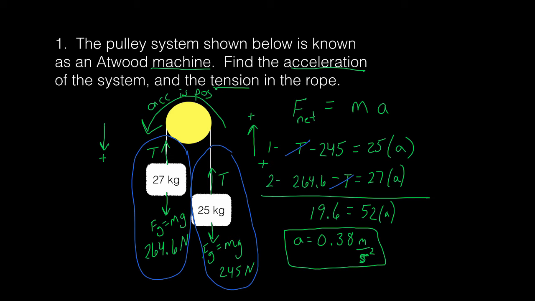But if we remember, the question also wanted us to find tension in the rope, and so now you can take this acceleration value that we just found and plug it in for A in either one of these equations. I'm going to plug it into this top one. Again, it doesn't matter. It will give you the same value. So I'm going to rewrite this first equation. So tension minus 245 is equal to 25 times A, which we found was 0.38. And so take 25 and times it by 0.38. I get 9.5.